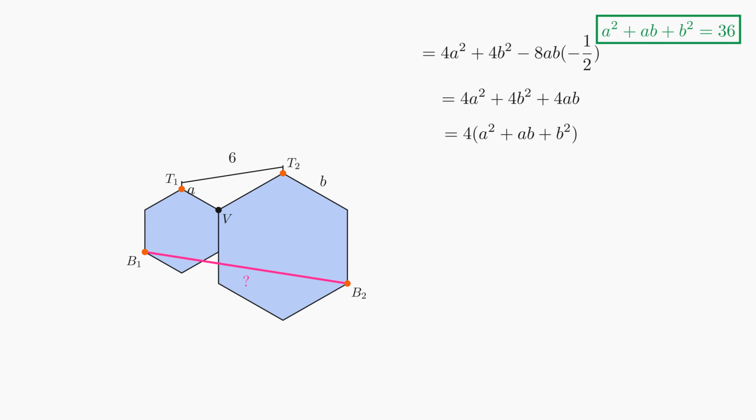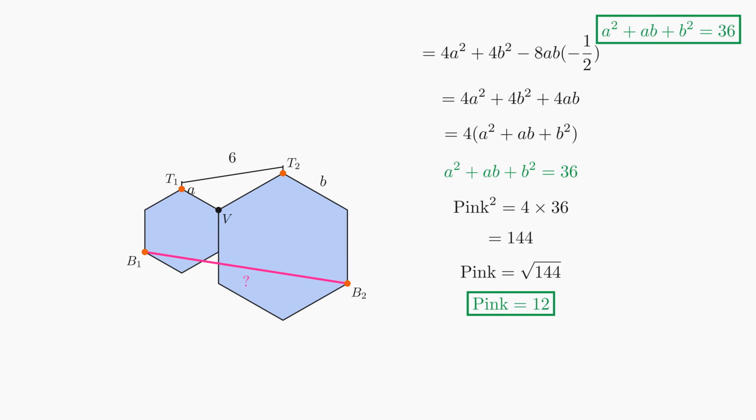Let's factor out 4. Look, we have a squared plus ab plus b squared. That's exactly 36. Substituting 36 into our equation. 4 times 36 equals 144. Taking the square root of both sides. The square root of 144 is 12. The pink line has length 12.